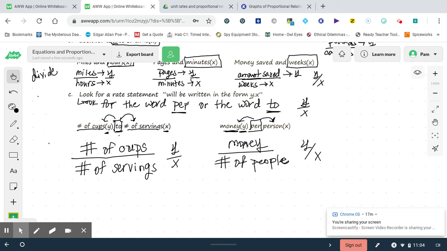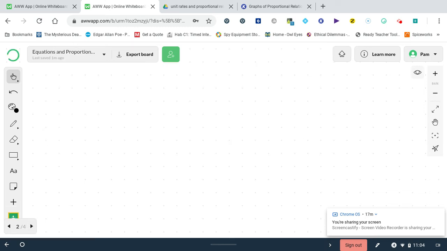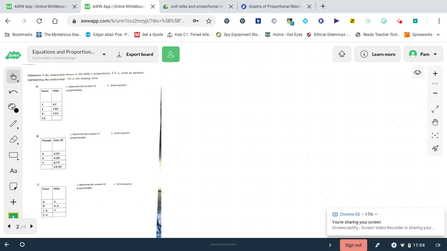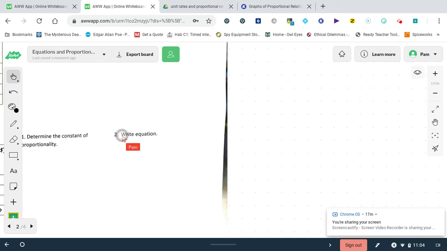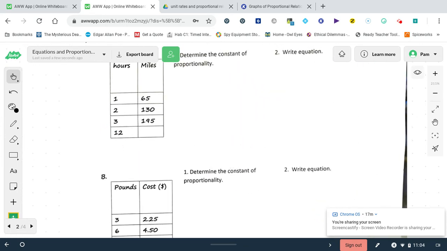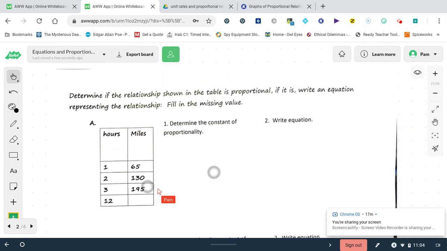Okay, let's try to move on to the next page. Just hope we can. Hopefully I'll be able to write on it correctly. Yeah, we're having some problems right now.